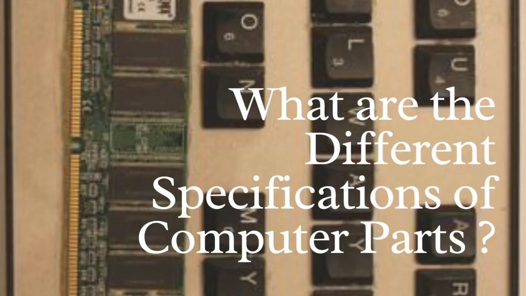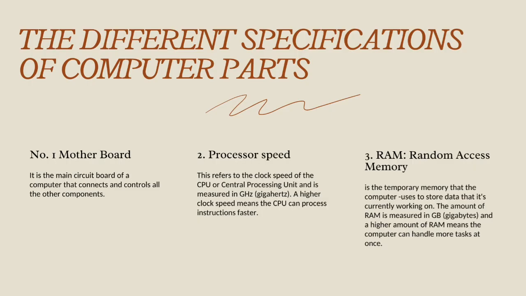What are the different specifications of computer parts? Well, these are the different specifications of computer parts. Number 1. Motherboard. It is the main circuit board of a computer that connects and controls all the other components. Number 2. Processor speed. This refers to the clock speed of the CPU or Central Processing Unit and is measured in GHz, gigahertz. A higher clock speed means the CPU can process instructions faster.